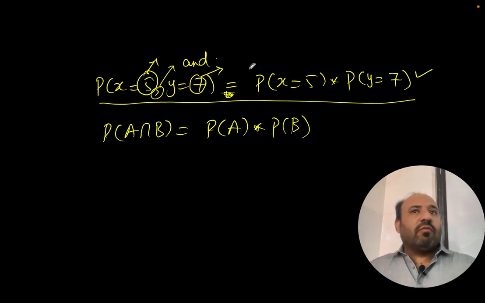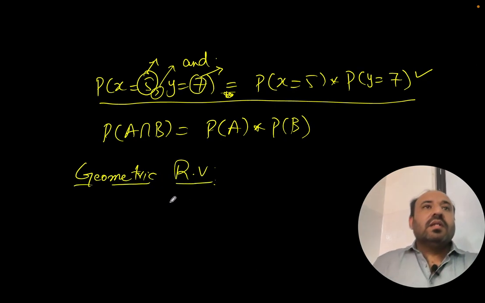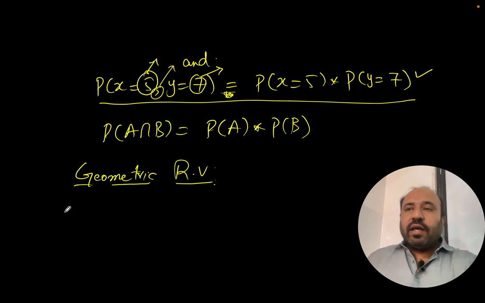So that was a very quick recap of what we have done so far, just to refresh everyone. Today we are going to talk about the geometric random variable. Okay, the random variable is the following.